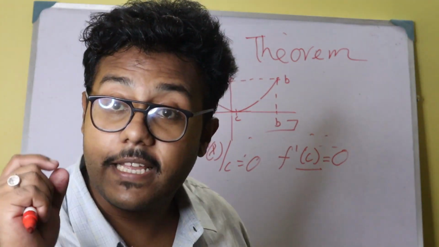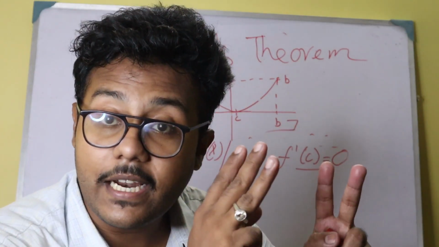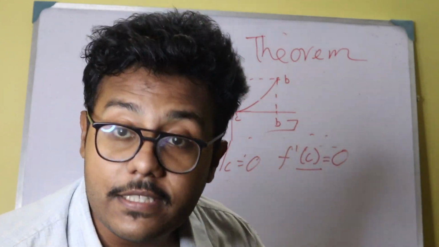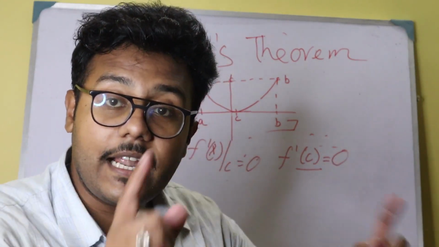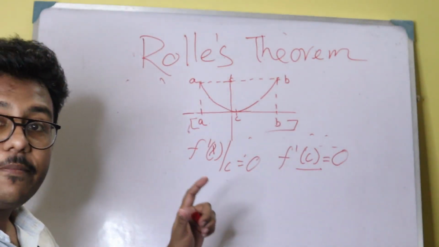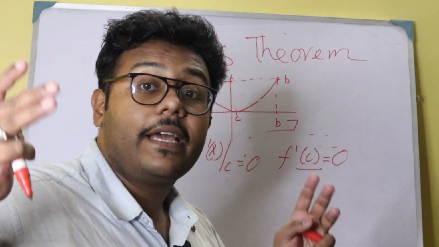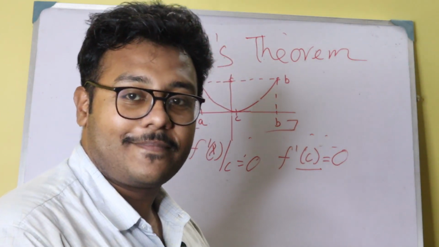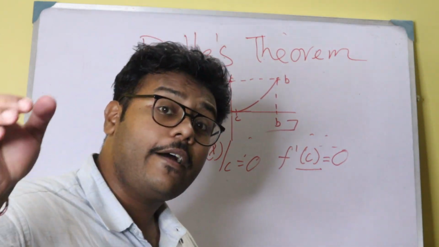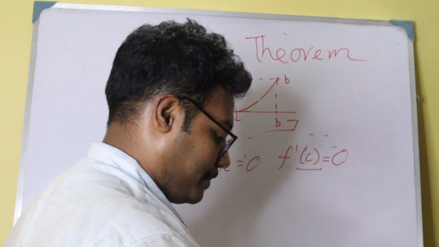That is, this f(x) satisfies the three conditions of Rolle's theorem, and for that reason the ultimate result of Rolle's theorem can be concluded. Now let us go to the proof of Rolle's theorem.